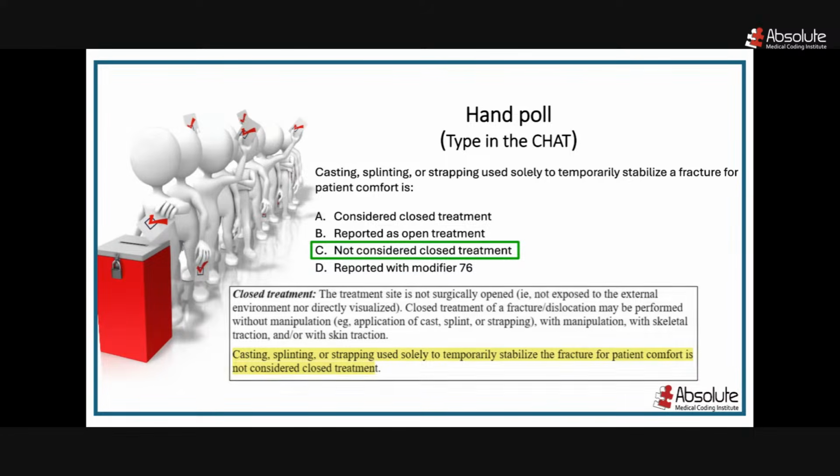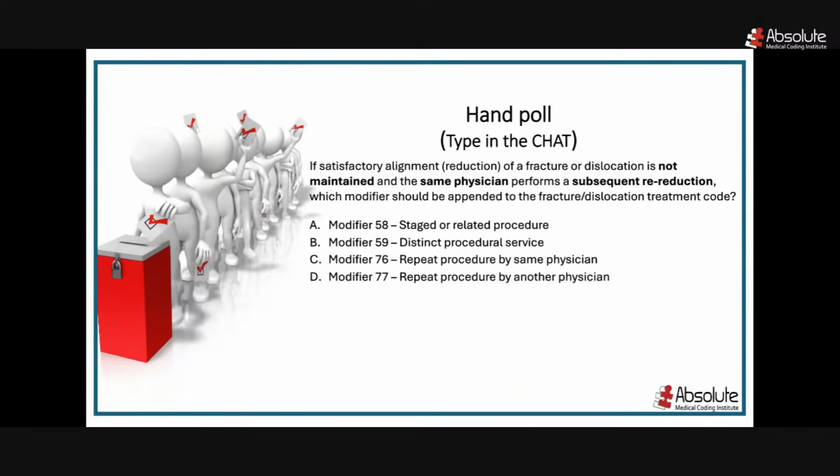Okay, we are going on to the final hand pull scenario for the day. If satisfactory alignment of a fracture or a dislocation is not maintained, the same physician performs subsequent re-reduction, which modifier should be appended for the fracture or dislocation treatment code. Option A 58, option B 59, option C 76, option D 77. So I've also given the description for these modifiers. What do you think, coders?